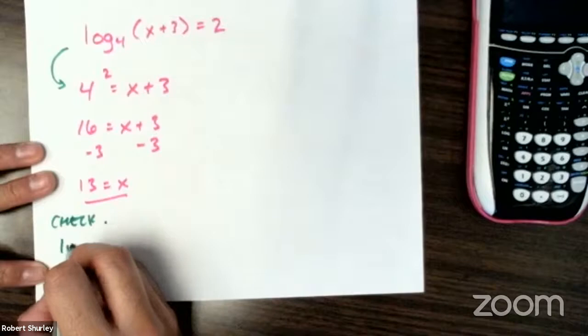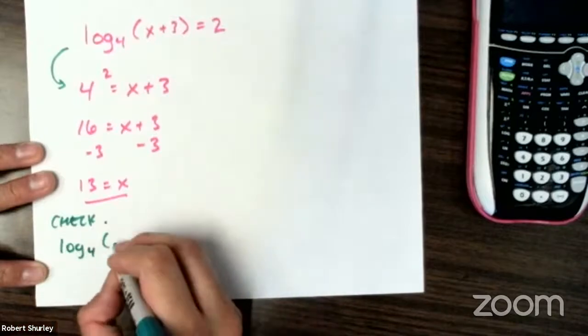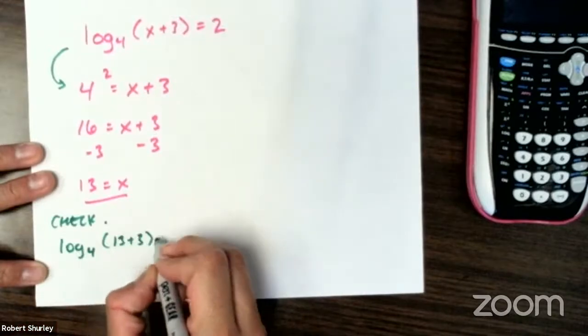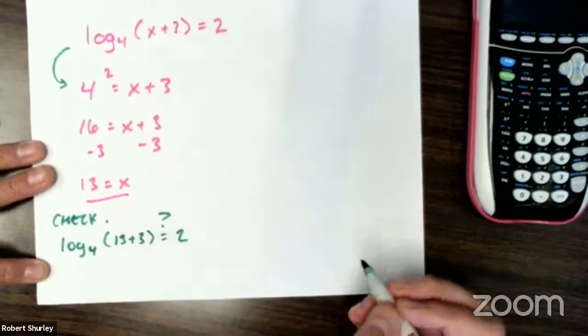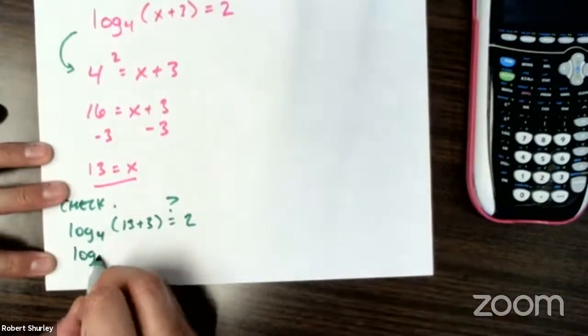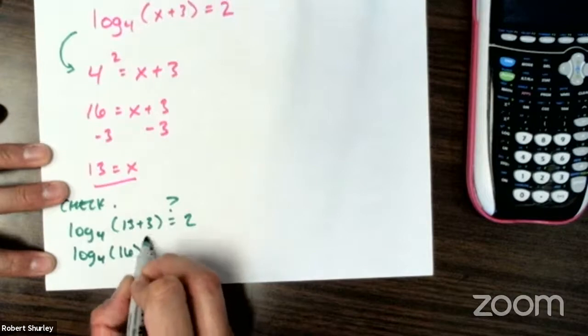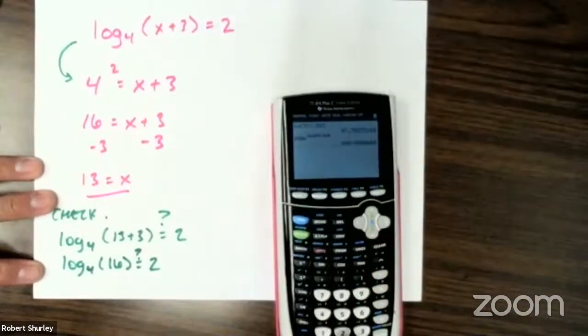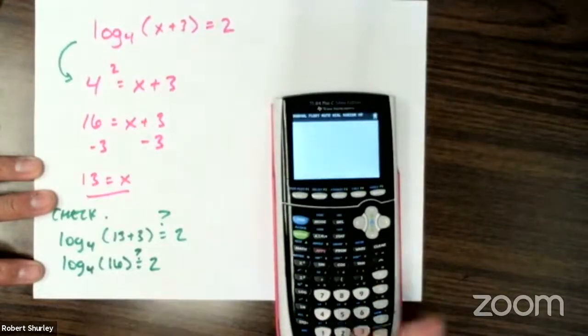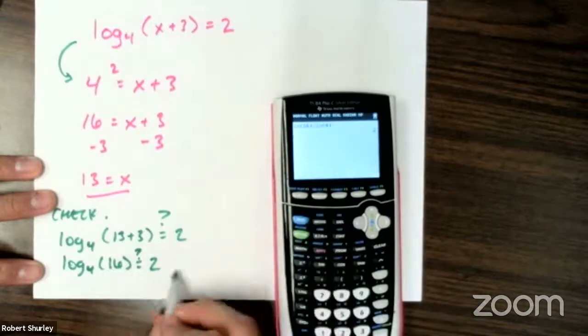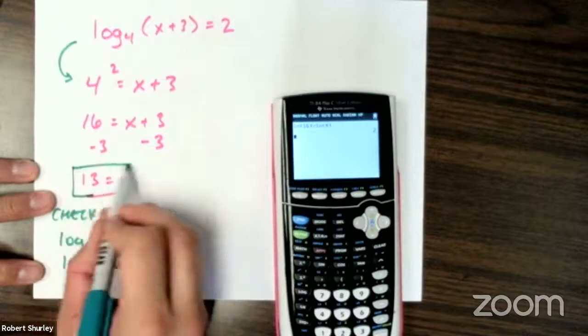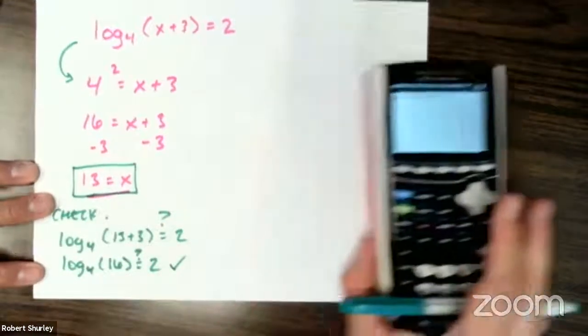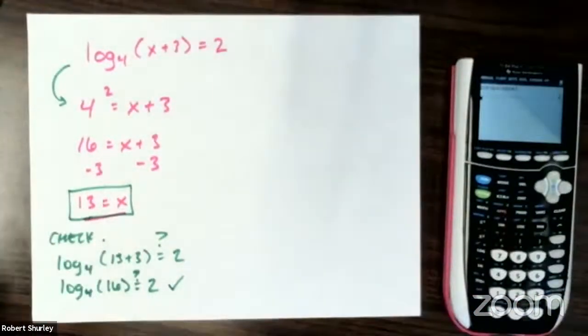So I'm going to say log base 4 of 13 plus 3, and I want to know, is that equal to 2? Well, this is log base 4 of 16. Is that equal to 2? Well, I'm going to put that in my calculator. Remember, log base 4 of 16, that's ln of 16 divided by ln of 4. Oh, yeah, that just winds up being 2. That checks out. So this is our solution, okay? That is our solution.